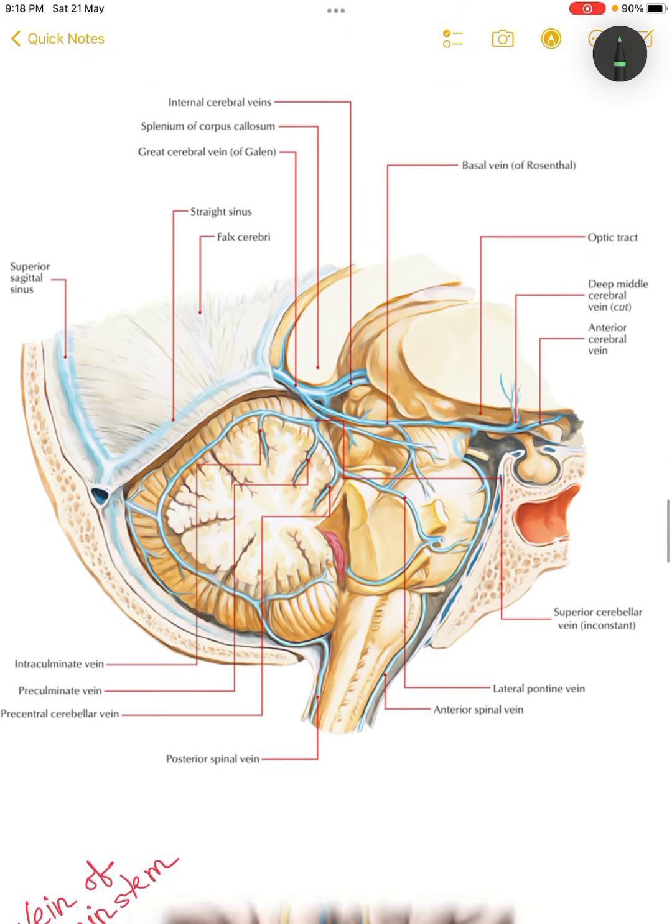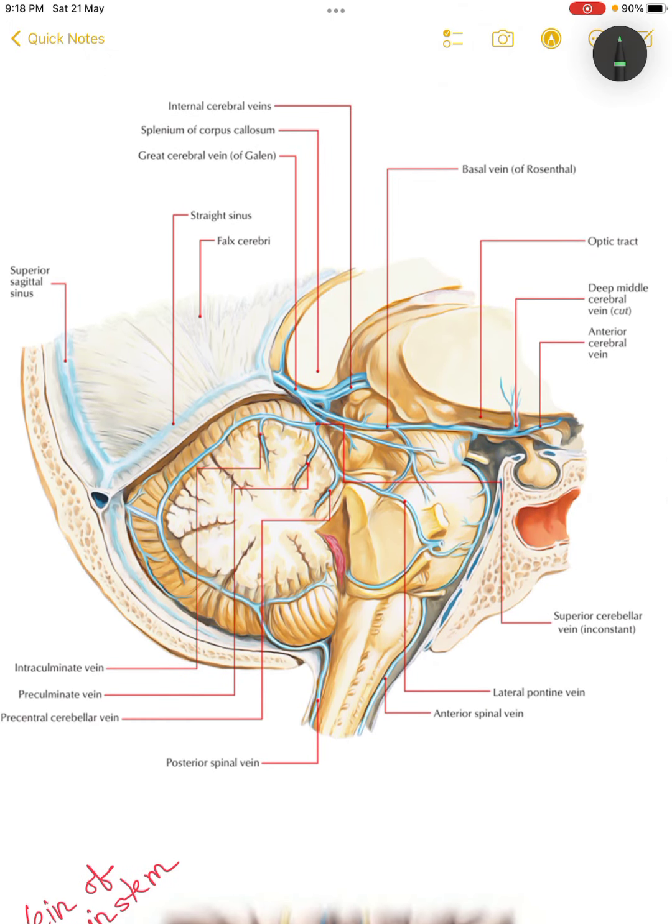Okay. Now let's focus on this diagram. So what is this diagram?